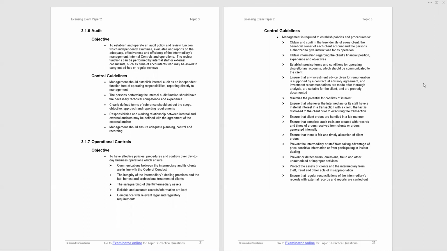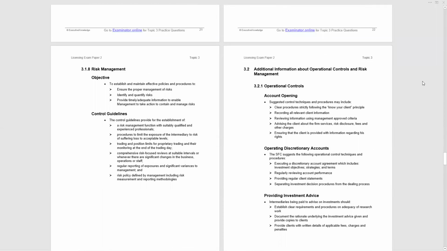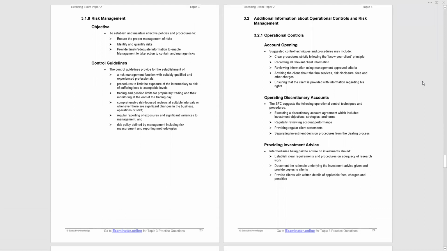Now, we've listed a whole host of control guidelines, examples that you should have the policies and procedures with regard to operational controls. These are examples. You certainly don't have to go memorizing these at all. Remember, you should have operational controls to make sure you're in compliance with the legislation, the rules, the codes, the guidelines. And so you should be able to rely on your knowledge of all of those regulations to determine the required operational control. Now, the last one is risk management, and as ever, we have the objective and the control guideline.